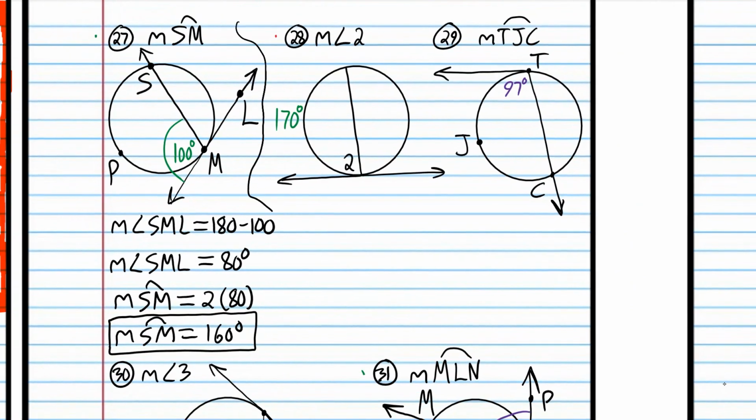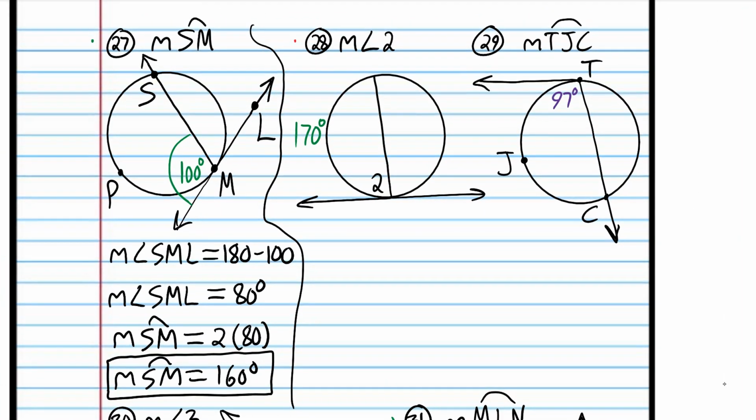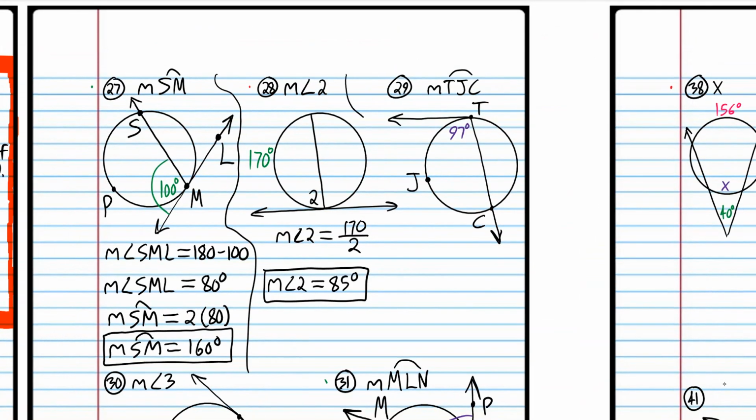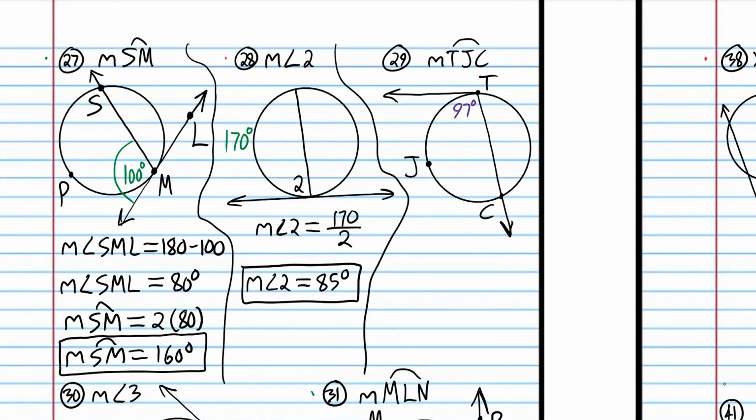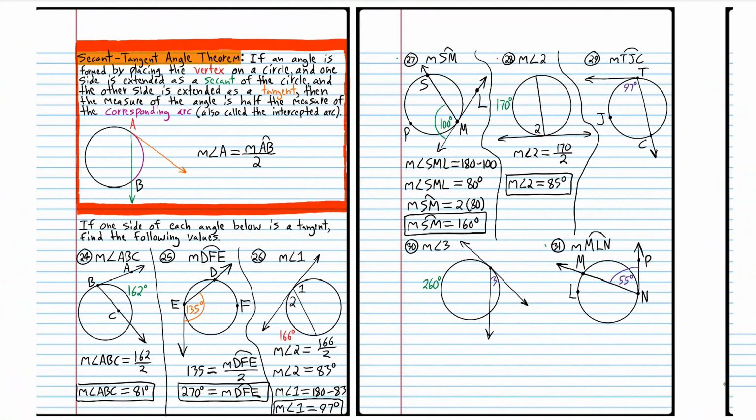Let me put a divider here. The measure of angle 2 is equal to the corresponding, or intercepted, arc measure divided by 2. So the measure of angle 2 is just 170 divided by 2, which is 85 degrees. So if you got that answer, good job. Try number 29, and when you come back, we'll do it together.